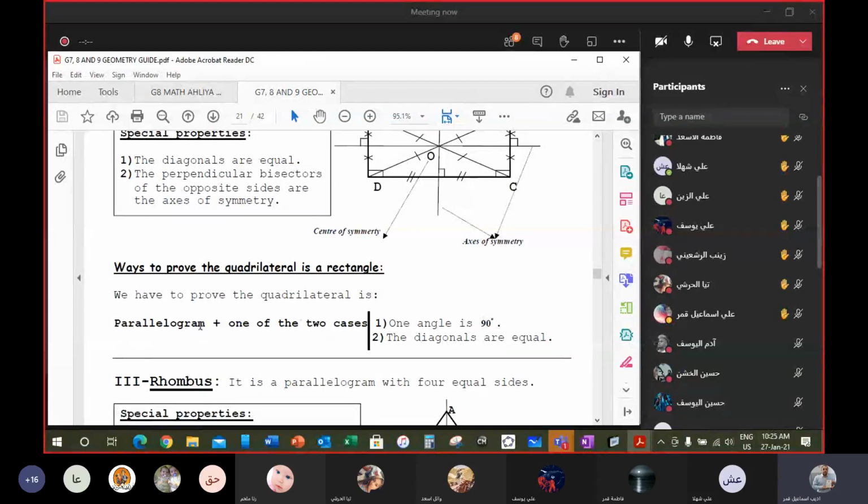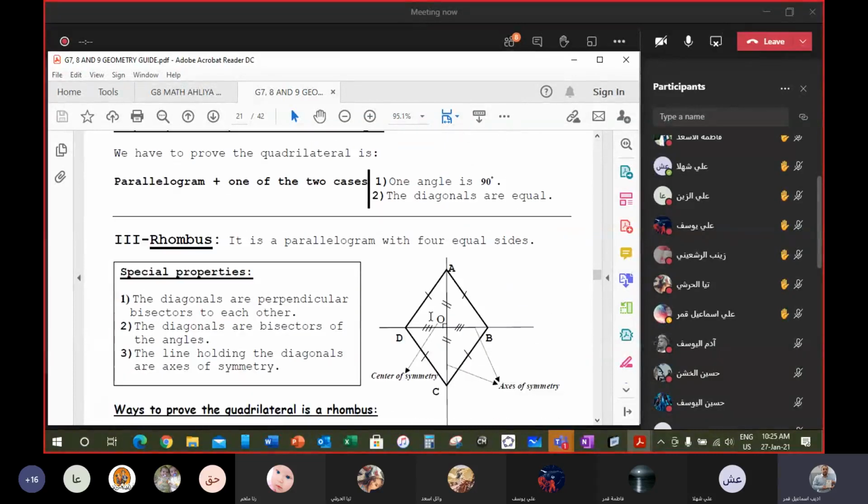Rhombus: it is a parallelogram with 4 equal sides. Any quadrilateral with 4 equal sides is called a rhombus. We haven't mentioned angles so far, so we don't confuse the rhombus with the square. Look at its properties. The diagonals are perpendicular bisectors of each other. Diagonals are bisectors of the angles, and the lines holding the diagonals, BD and AC, are axes of symmetry, and the point of intersection of the diagonals is the center of symmetry.